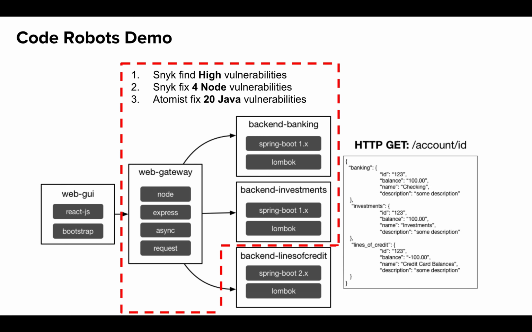In this Code Robots demo, we're going to use Snyk to find vulnerabilities in our microservices-based application. We have a React-based web front end that communicates with a Node-based web gateway that makes calls to 3 Spring Boot-based backend services. We're going to use Snyk to fix the 4 vulnerabilities in our web gateway. We're going to use Atomist to fix the 20 vulnerabilities in our Java backend.